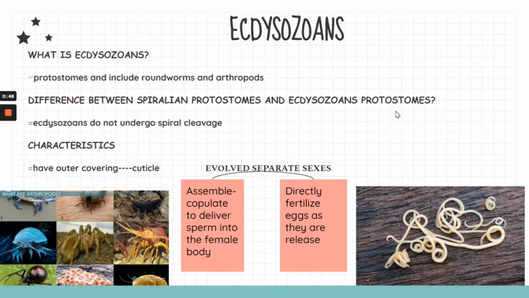Okay, so what is Ecdysozoan? Ecdysozoan is a protostome characterized by the periodic molting of its exoskeleton that also include roundworm and arthropod. Okay, so what is the difference between spiralian protostome and Ecdysozoan protostome? Okay, so Ecdysozoan do not undergo a spiral cleavage.